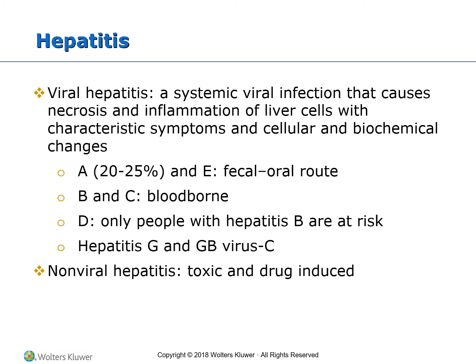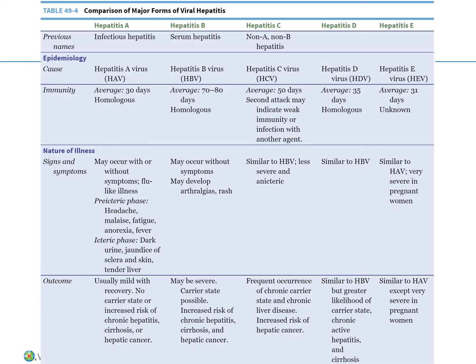Hepatitis, there's different types of hepatitis. Most of it is viral, but it can be non-viral as well. And we'll go over the different types. There's hepatitis A, B, and C we've heard of all the time. You hear about that and you can get hepatitis B vaccines, hepatitis A vaccines. Hepatitis D and E we don't hear of as often.